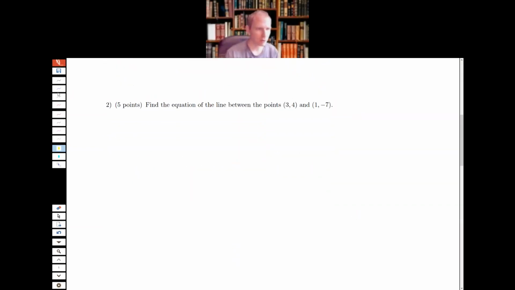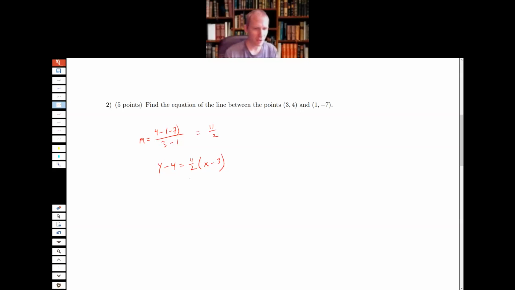Find the equation of the line between the 2 points. This one went fairly well, I think, for the class, so we're just going to rush through this. I start with the slope formula. So I look at the change in y over the change in x, and we get 11/2. So then using my point slope formula, y minus 4 equals 11/2 times x minus 3.